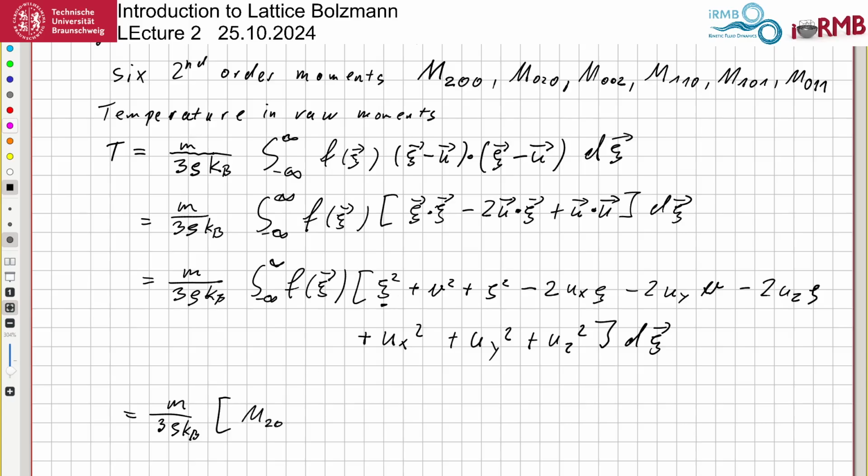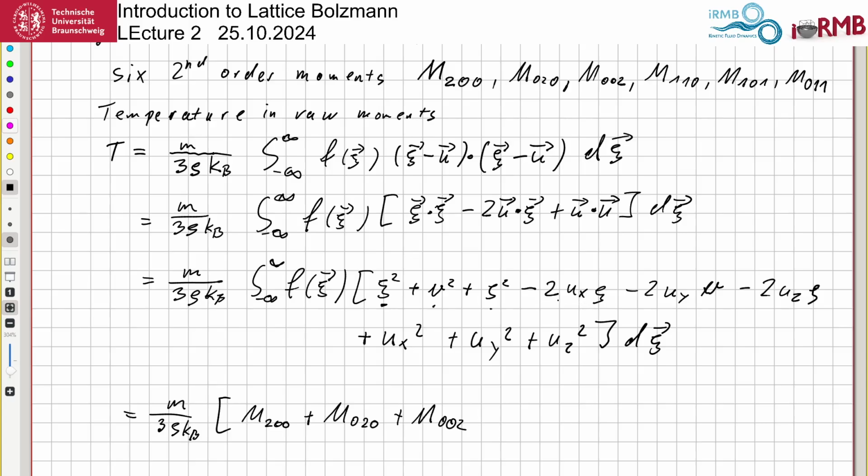So this will give us the second moment in x direction, which is M200, because we integrated only f times this. Now we integrate only f times this, and now we get plus M020, and then we integrate only f times this and get M002. Okay, so far so simple. Now what happens here?